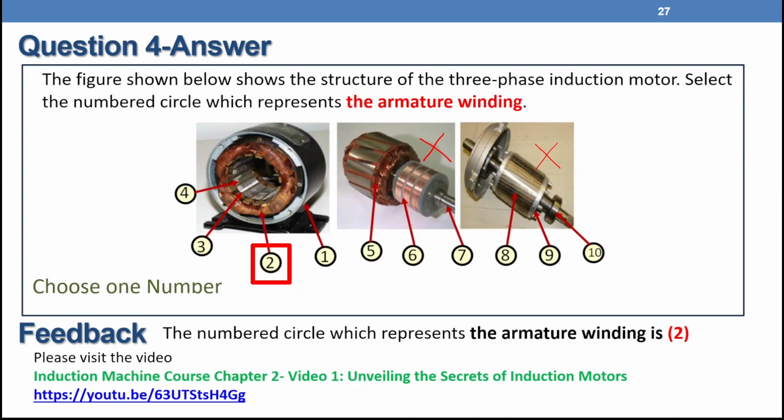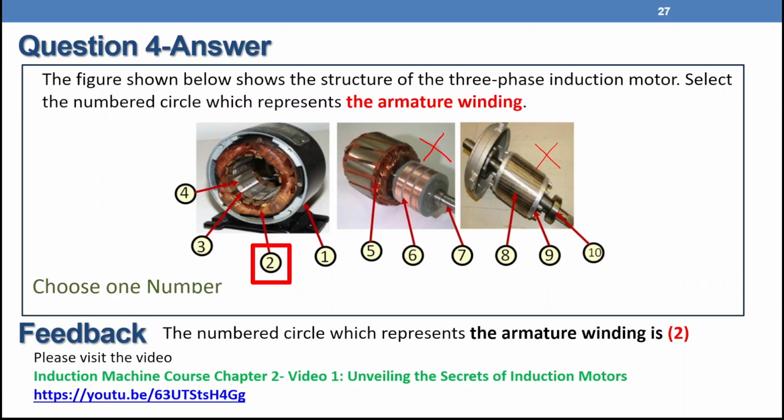Number 1 represents the stator yoke or outer stator frame. Number 2 represents the armature winding, the three-phase winding. Number 3 represents the teeth. Number 4 represents the slots. So the answer is number 2.